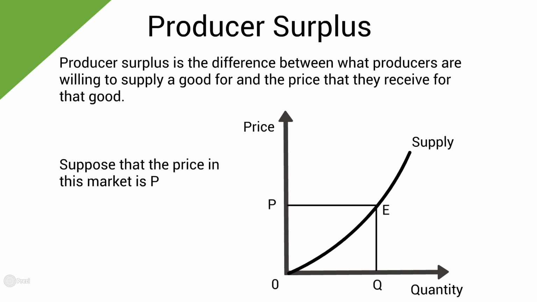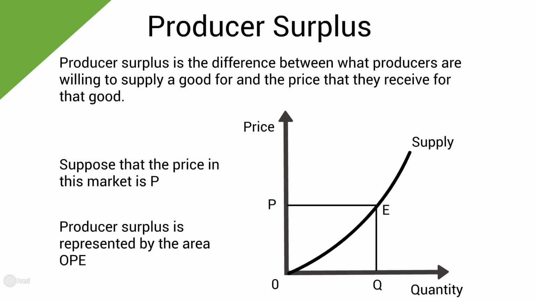So producer surplus is the difference between what producers are willing to supply a good for, which is OEQ, and the price that they receive for the good, which is OPEQ. So we take what they are willing to supply the good to the market for from the revenue for the firms, which leaves us an area OPE. And this is the area of producer surplus. The area for producer surplus is indicated by the yellow triangle on the diagram.